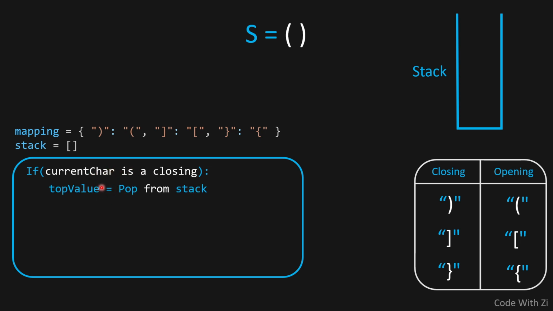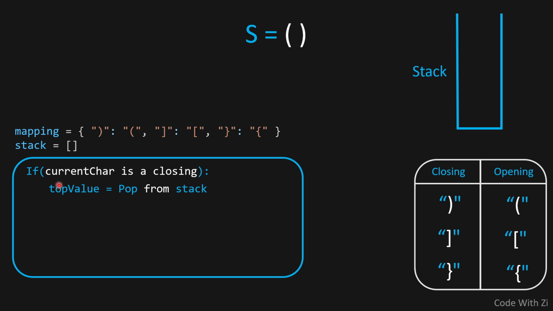We're gonna define a variable called top value, and this top value is gonna be equal to the last element in our stack because we're gonna pop from our stack, and when we have a stack, we're gonna pop from the last element. So top value is equal to the last thing in our stack. Now, why do we need this top value here?